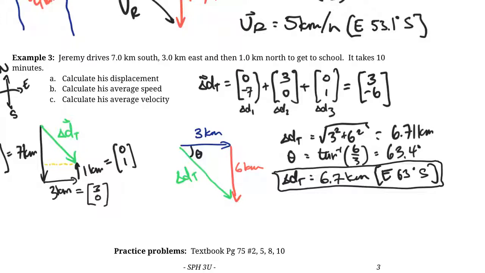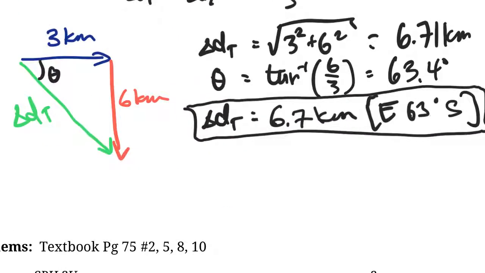So the average speed, remember, what is speed? Speed is just V average equals delta D over delta T. In this case, what's delta D? So this is for part B. Delta D, remember, is just the distance traveled. So in this case, it's just 6 plus 3.